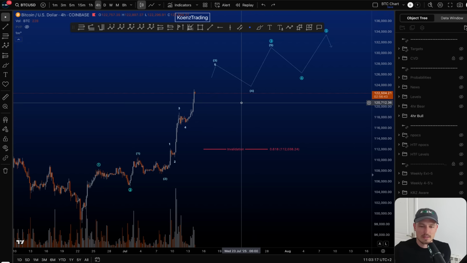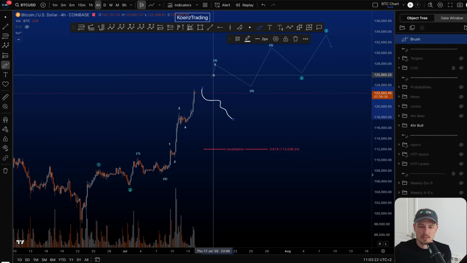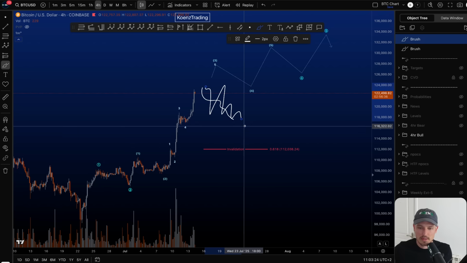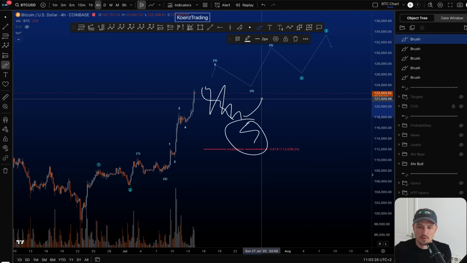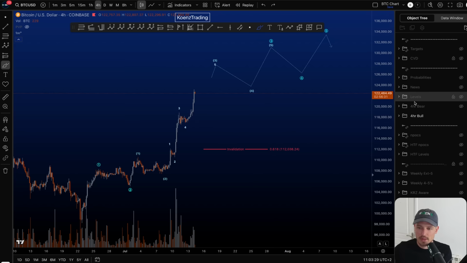So in the end, we just got to wait for a bigger range to form, right? A bigger move to the downside, a bigger range to form. That's going to be our wave 4 that we then look for. And then we look for 4s and 5s to end an impulse.